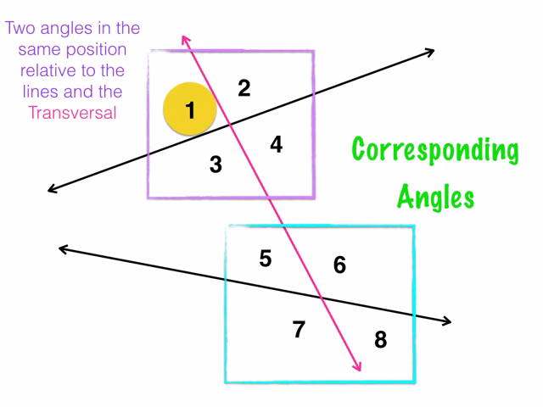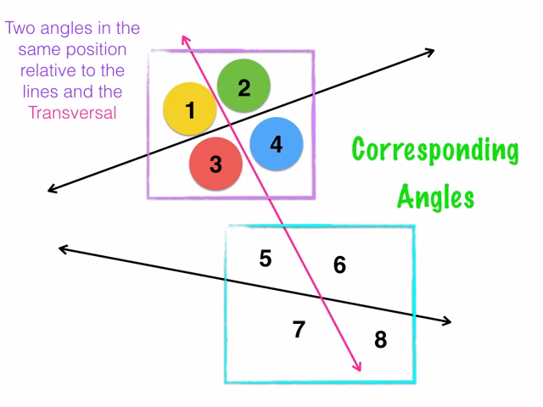So looking at the top group, the top 4 angles, which angle is in the top left location? Angle 1. Good. Now which angle is in the top right position? Good. Angle 2. Bottom left, angle 3, and then bottom right, angle 4.